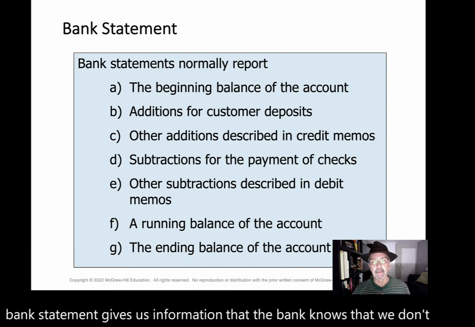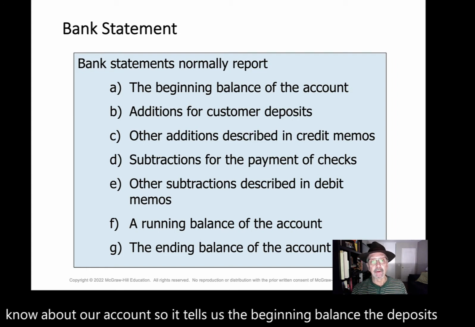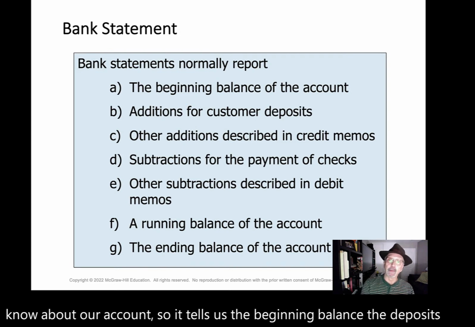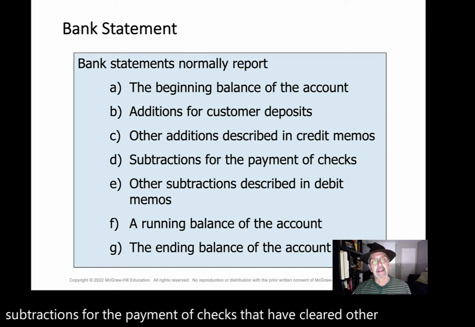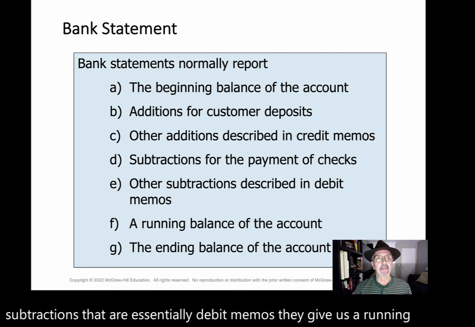So it tells us the beginning balance, the deposits that have been made, any other additions, credit memos to our account, subtractions for the payment of checks that have cleared, other subtractions that are essentially debit memos. They give us a running balance, and it gives us an ending balance of the account.